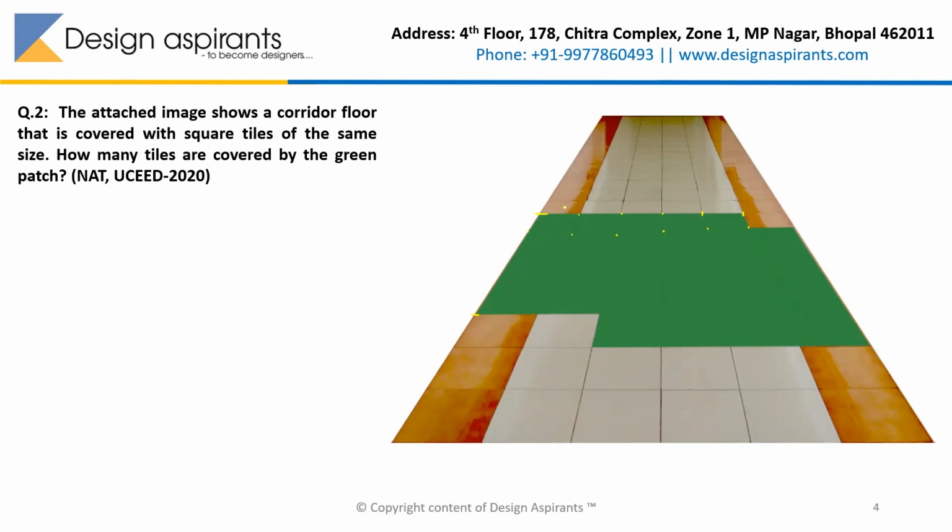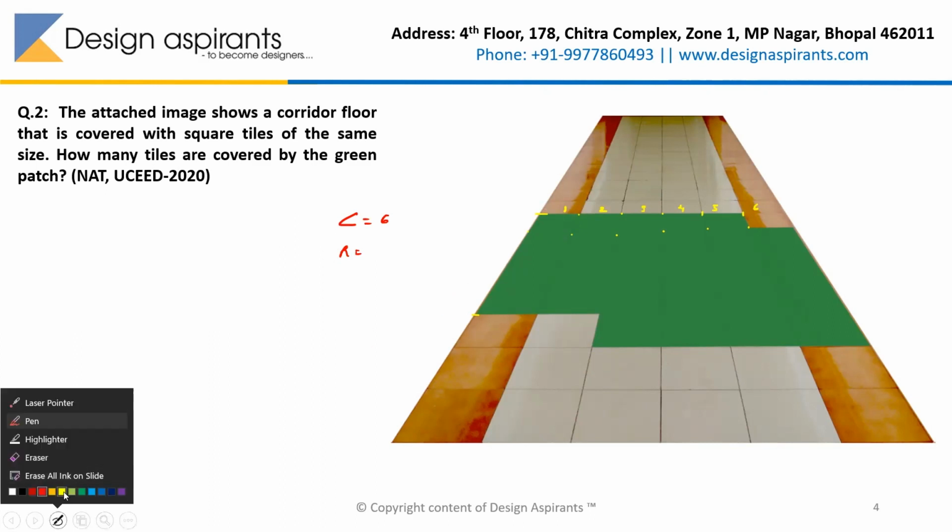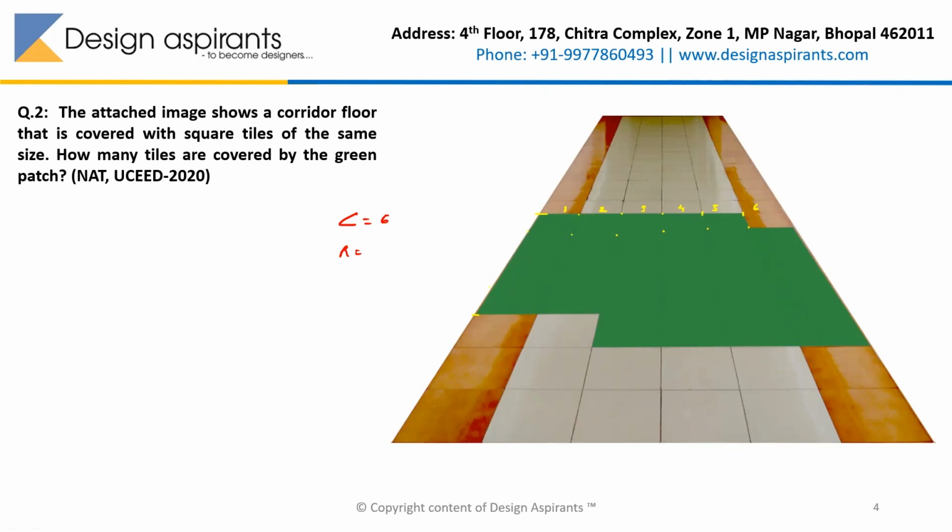Now you can very easily understand. So this is 1, this is 2, this is 3, 4, 5, and 6. So the number of columns is 6. Am I correct? Columns is equal to 6. Now we need to find the number of rows. So for rows, again you put the points over here. So 1, then this can be 2, 3, 4.